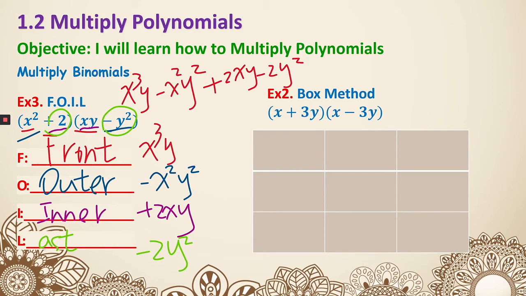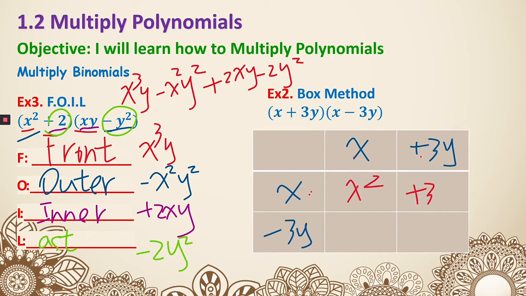Last method. That is the box method. Basically, each parenthesis is going to be a row or column. So x plus 3y. Then we have x minus 3y. We're going to multiply them wherever they meet. So x and x first, that is going to be x squared. Then x and plus 3y, that's going to be plus 3xy.